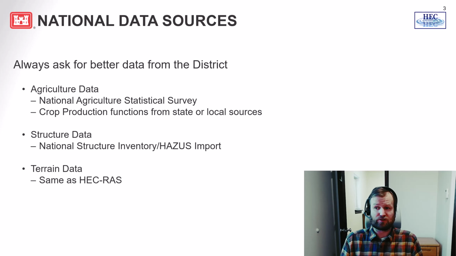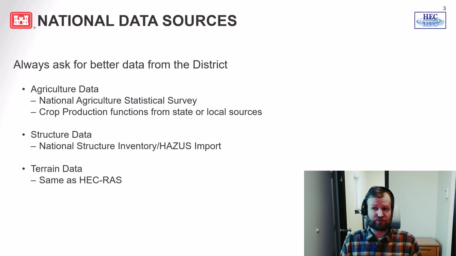The national data sources available for both agriculture and structure data are shown here. If developing a new model, these are the best places to start, but it is always best practice to see if the district has more refined data available. In many cases, a calibrated structure inventory may have already been developed for a dam break study or through the USACE Rapid Inundation Map program. These can be easily incorporated to improve and update your SWIMS FIA model.